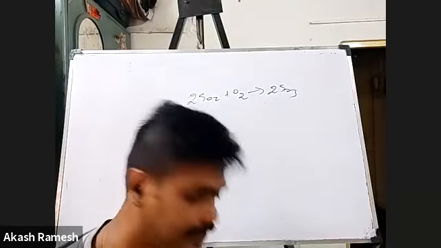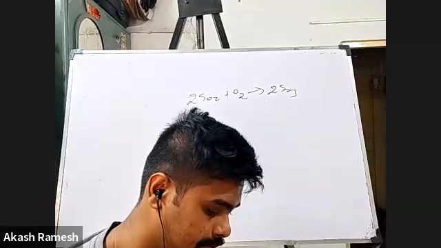Okay, so what is the answer? Rate of disappearance of O2 is 50 kg per minute. Okay. The rate of disappearance of SO2 is 100 kg per minute. Yes, correct. Right. Now, very simple.